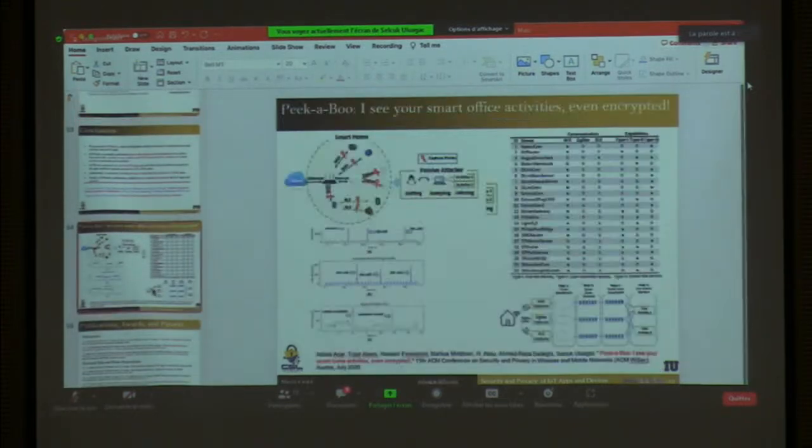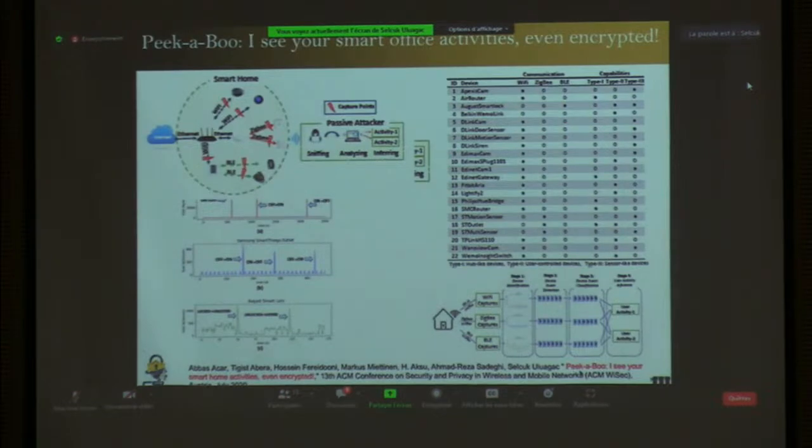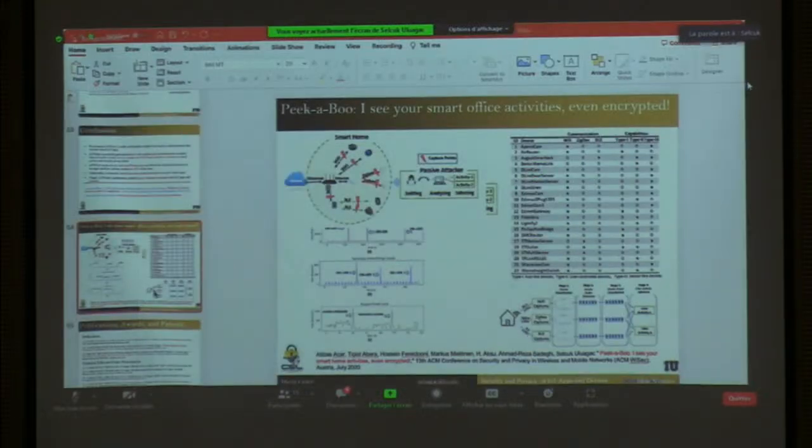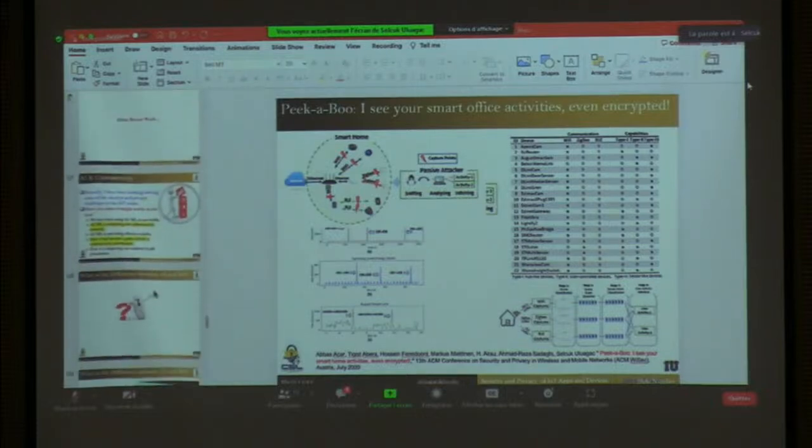So another interesting study that I think the audience may be interested in is that we looked at about 22 different devices that are using Zigbee, Wi-Fi, and Bluetooth Low Energy, whether it is possible to identify the activities of these devices, even if the traffic was encrypted, okay? So again, we were able to identify with high accuracy what the devices were doing.